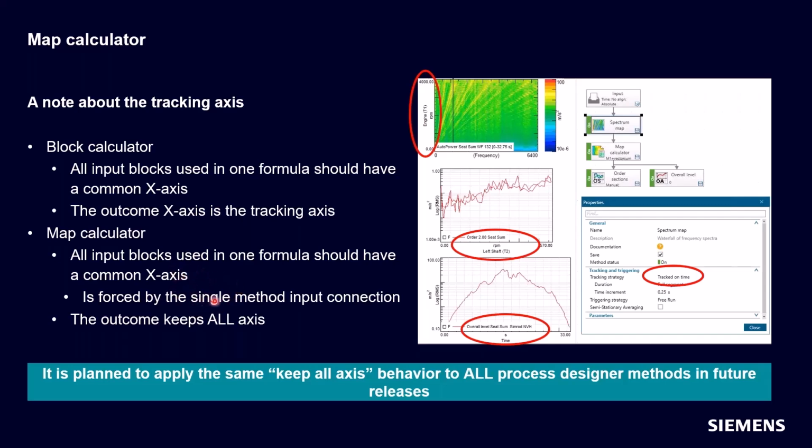We kind of force this because you can only send a single spectrum map to the map calculator method. And then the outcome is going to keep all available axes. So it's going to keep your time axis, your tracking axis, as well as all of the other tracking and static channels. And we're going to try to keep this new functionality where we keep all available axes in all future releases. So as we come up with different methods and modify different methods, we're going to keep the same behavior where all the axes are going to be kept.